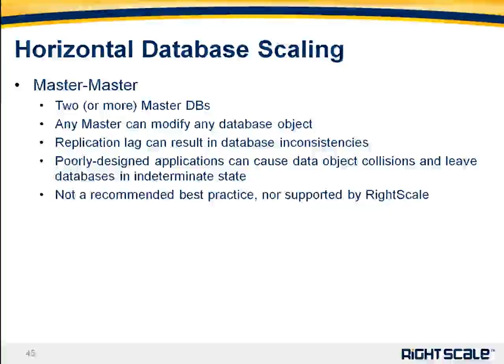No horizontal database scaling discussion will be complete with master-master. And as the name implies, there's two or more master databases involved. The difference here between the master and slave is that any master can modify any database object. Now, obviously, replication lag is a problem there, but also poorly designed applications can cause problems there as well. You can get data object collisions, and you can leave your databases in a state where one of them is right and one of them is wrong, but you don't know which is which. And therefore, it's not a recommended best practice, and it's not supported by RightScale.